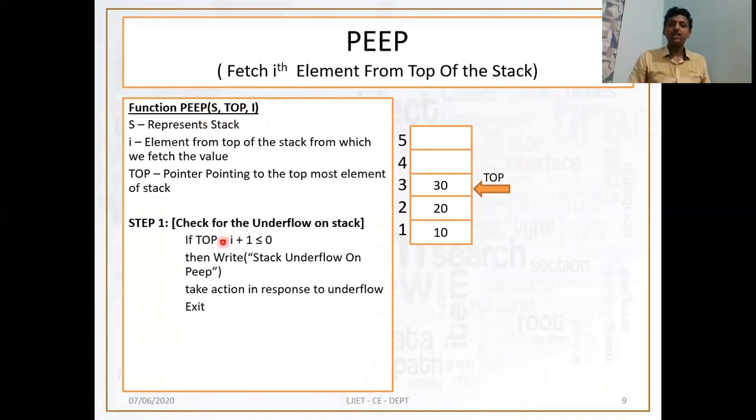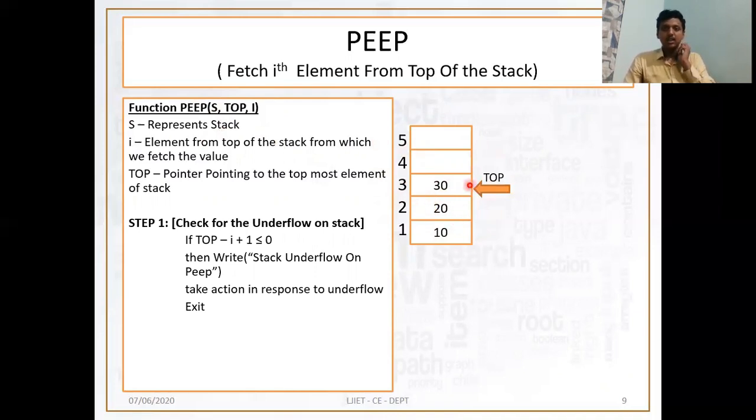How? If this is a stack, please understand it carefully. What happens if I ask you to fetch the second element from the top of the stack? Then i becomes 2. So what will be the second element? The first element from the top is 30, the second element from the top is 20. So 20 becomes my returning value.